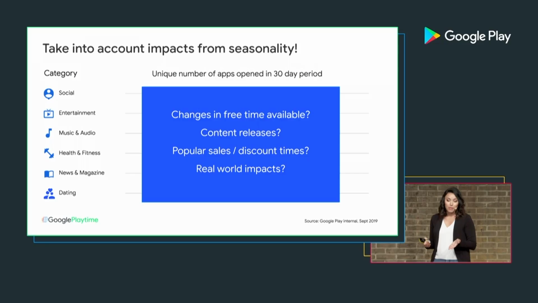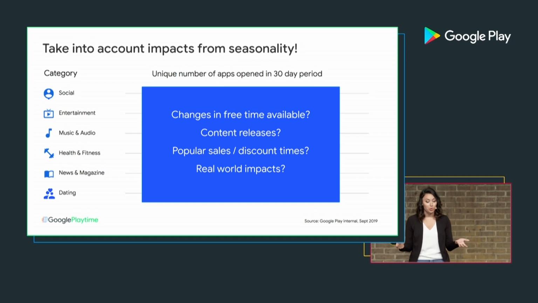Now, one last thing I do want to call out is that I'm showing you data for a particular month. So it is important to take into account any impacts from seasonality. And depending on your app's use case, seasonality can impact your title differently. So there may be natural times where users' demand for additional titles will fluctuate. Maybe they just have more time available to them.